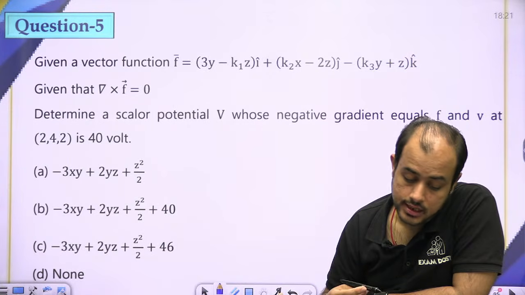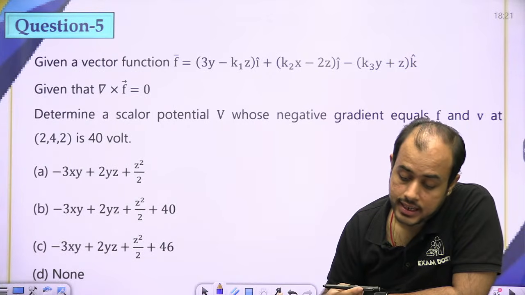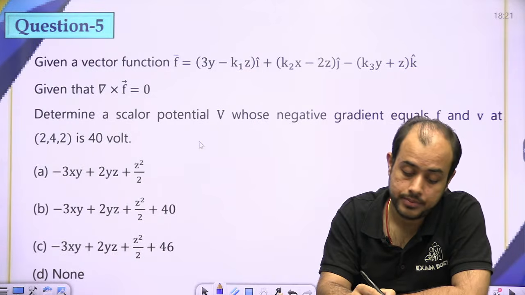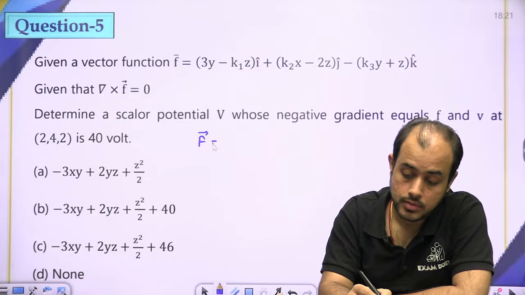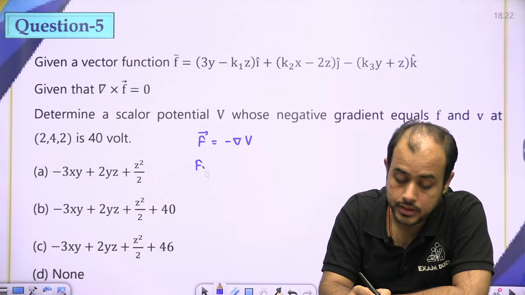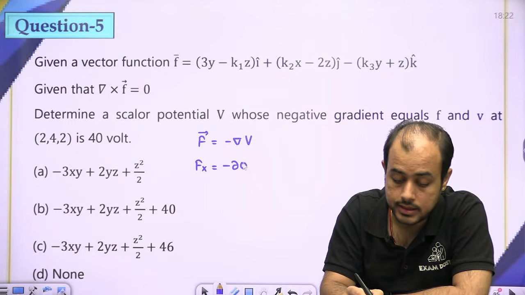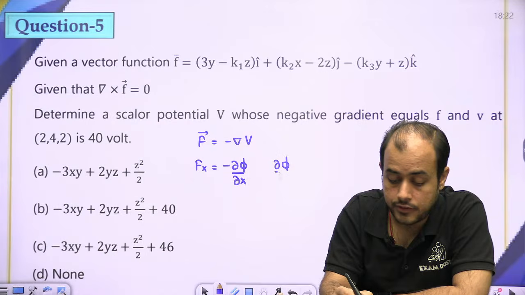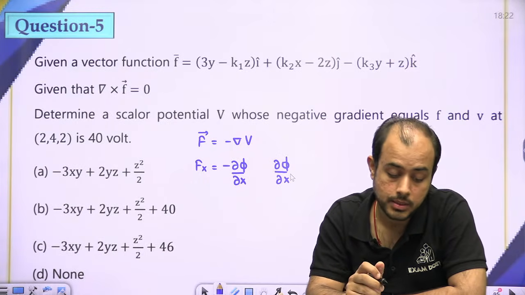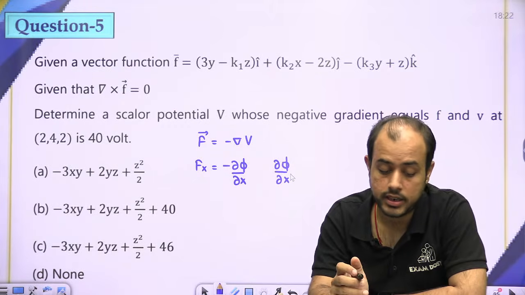Vector function del cross f is 0. Find a scalar potential whose negative gradient equals to f at v. तो ये कह रहा है f is negative gradient of v. तो fx is, आज मैंने बताया ना कैसे निकालते हैं. तो it means del phi by del x. अब इसका पहले कर्ल 0 करके k1 k2 k3 निकालना पड़ेगा.